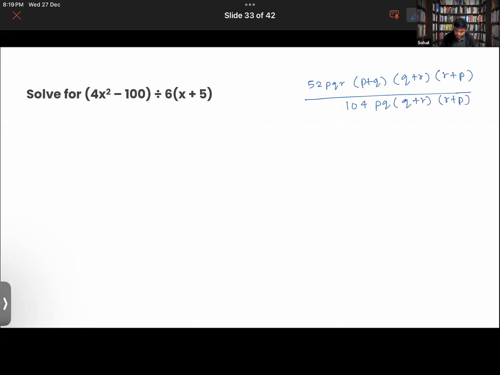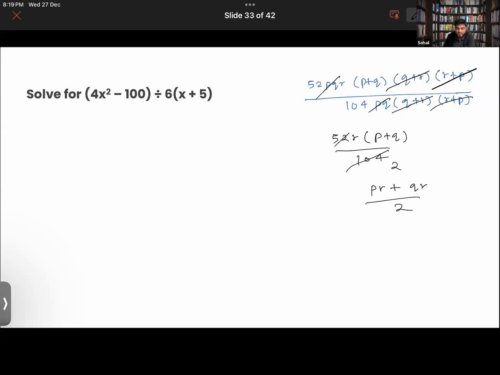Now, see, there are a few terms that will get cancelled over here. For example, this Q plus R and this R plus P get cancelled here, and PQ gets cancelled here. So you now have 52R times (P plus Q) upon 104. And 52 will cancel 104 by 2 times. So basically you are having PR plus QR upon 2.